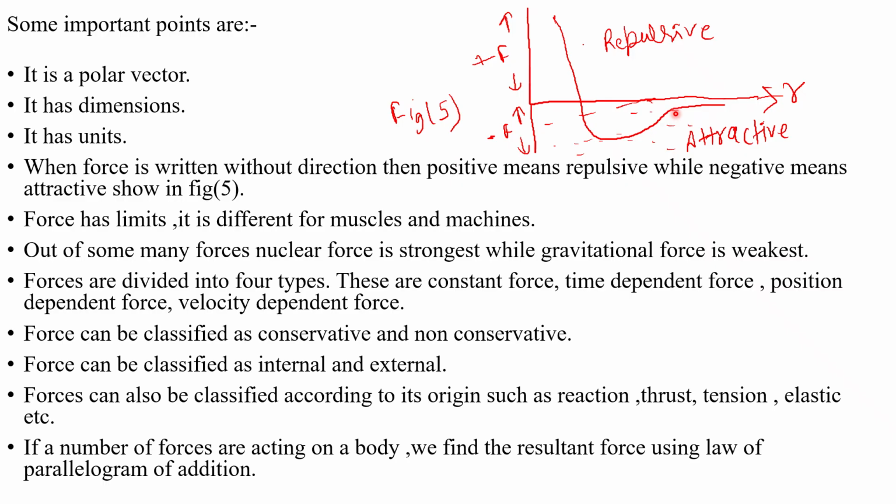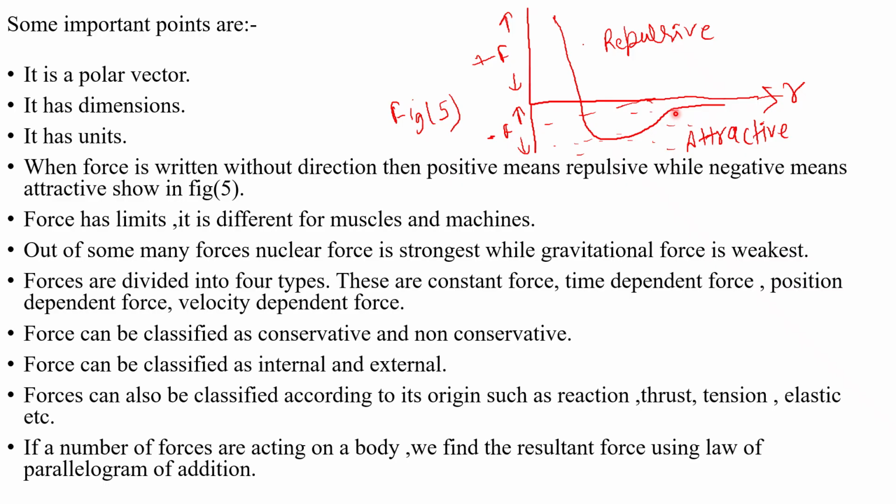Next, all the forces according to their dependence on position or motion can be divided into the following four types. First, constant force. Second, time dependent force. Third, position dependent force. Fourth, velocity dependent force. First, constant force: if the direction and magnitude of a force are constant, it is said to be a constant force. Mechanical forces of constant magnitude are produced by machines. Tension in a string can also be a constant force.